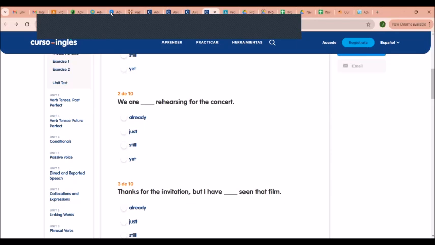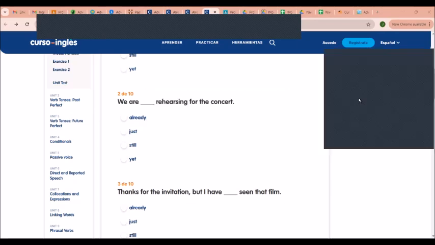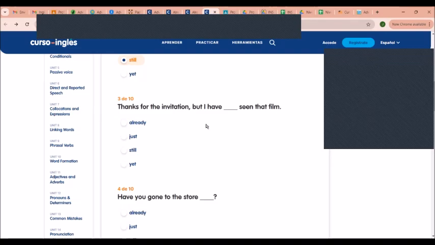Number two, help us here. Camila. I think we are still waiting for the concert. We are still rehearsing. Aún estamos, o todavía estamos ensayando, rehearsing. All right, good. Carolina, number three.